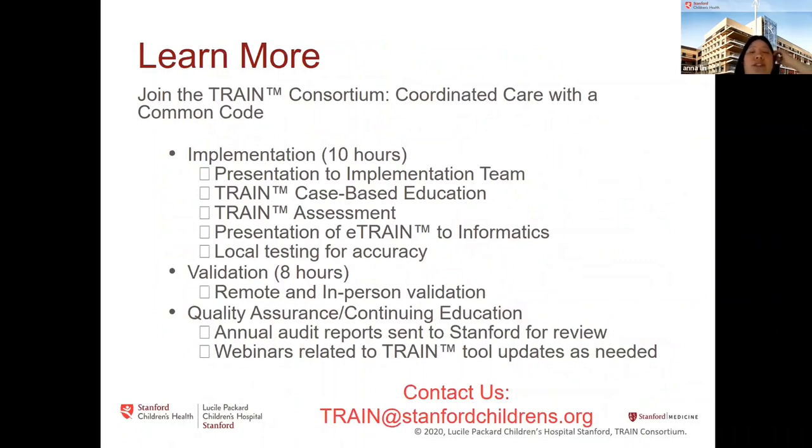And join us in the TRAIN consortium. Again, we do want to have coordinated care across the region with a common code. By joining the consortium, you'd get assistance with implementation, validation, and quality assurance, as well as continuing education. And you can contact us at train@stanfordchildrens.org.